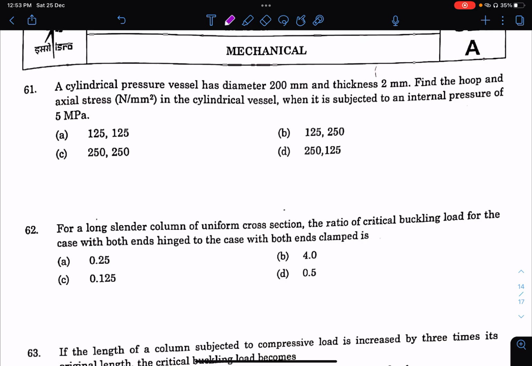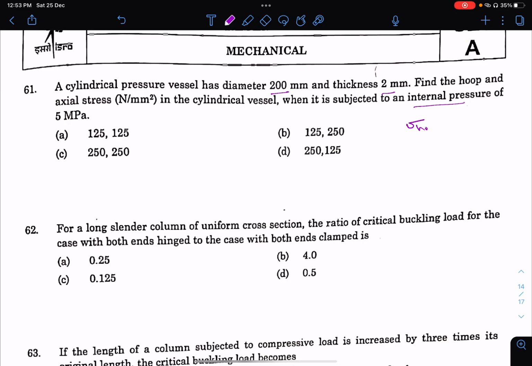Question number 61. A cylindrical pressure vessel has diameter 200 mm and thickness 2 mm. Find the hoop and the axial stresses in the cylindrical vessel when it is subjected to an internal pressure of 5 megapascal.